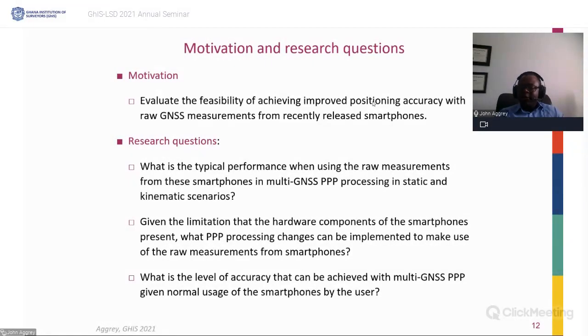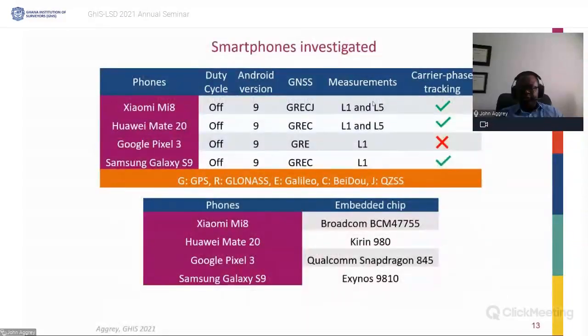Well, how does it compare to using a geodetic grade receiver? In other words, a very expensive receiver. So these are the various questions that I was trying to look at. And then I would briefly go on to explain what I did.